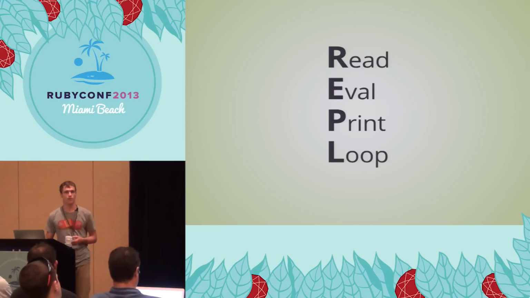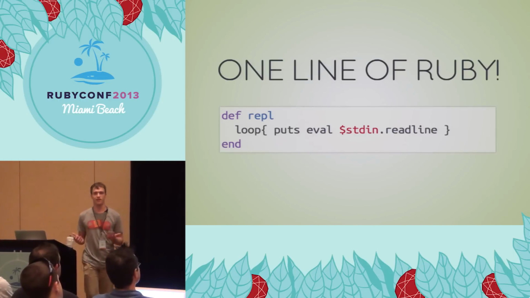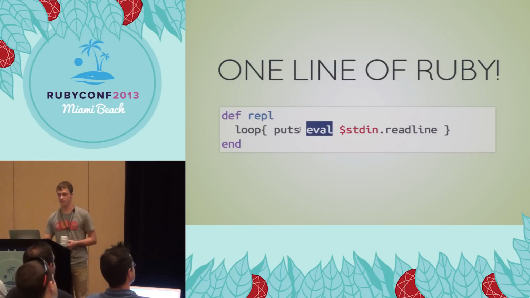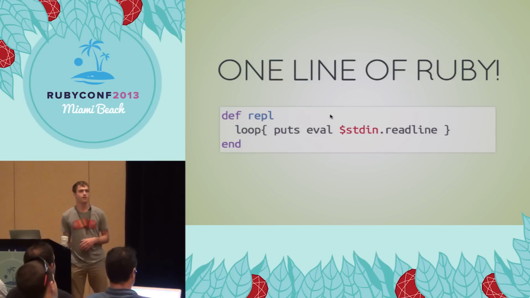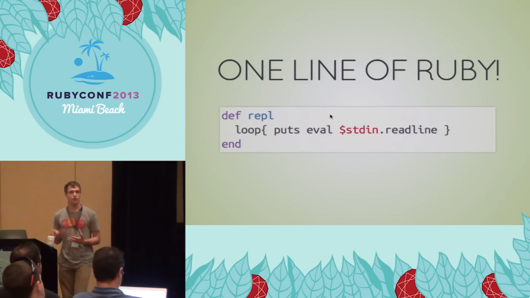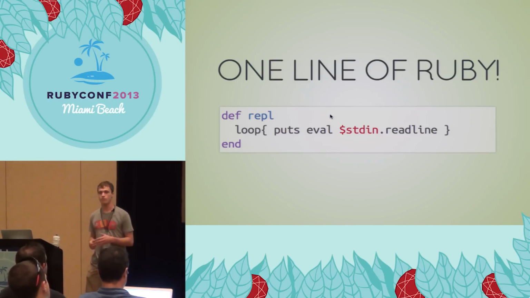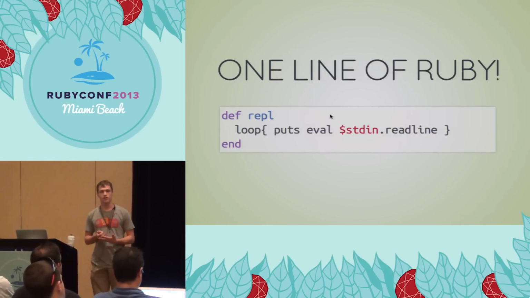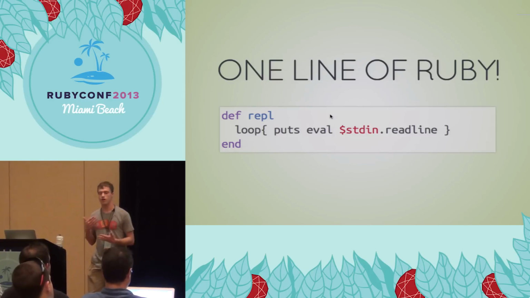In Ruby, building a REPL is really, really easy. It looks exactly like it says on the tin. You just read a line, eval it, puts it, and loop back around again. And indeed, IRB ships with Ruby. It's based on this principle. They've added a bit of fluff to make it work better, but under the hood is this one line of code that's powering IRB. It's exactly the same line of code that Pry started with.